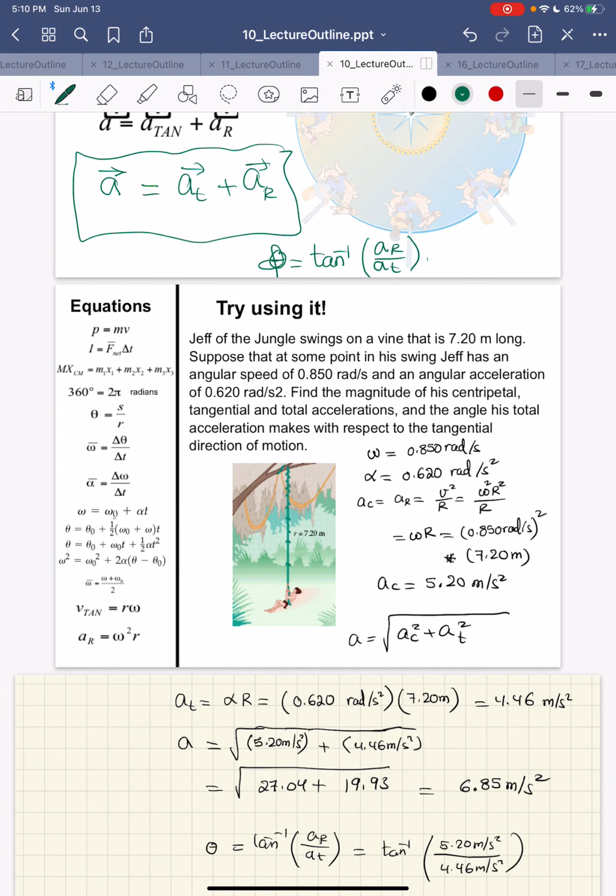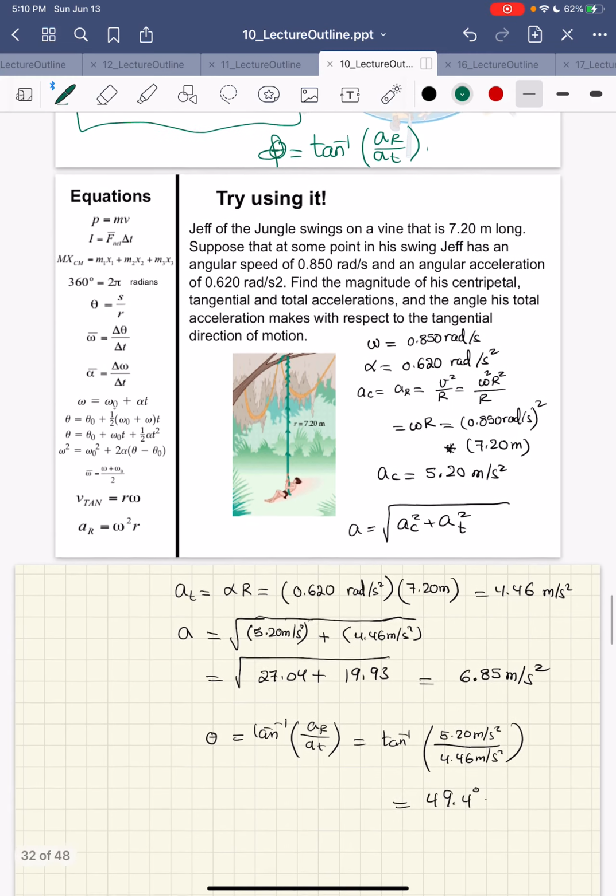Now, this is Jeff of the jungle, who swings on a vine that is 7.2 meters long. Suppose that at some point in this swing, Jeff has an angular speed of 0.850 radians per second and an angular acceleration of 0.620 radians per second squared. Find the magnitude of the centripetal, tangential and total accelerations, and the angle that the total acceleration makes with respect to the tangential direction of the motion.